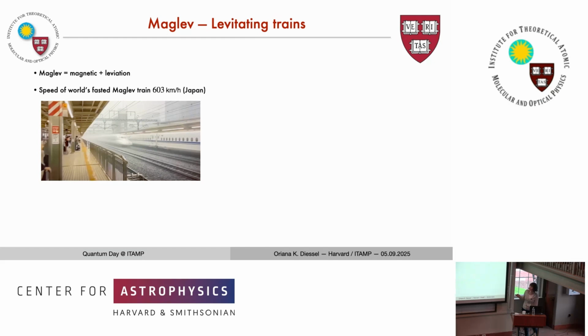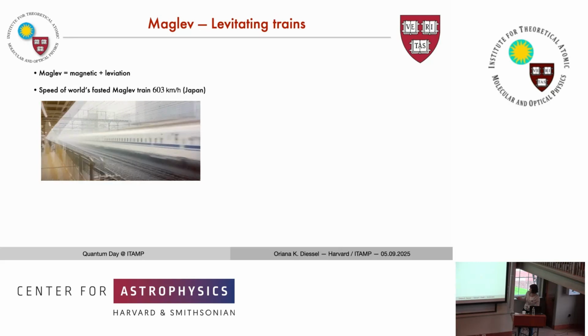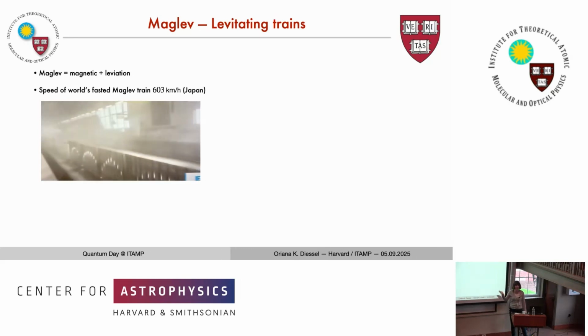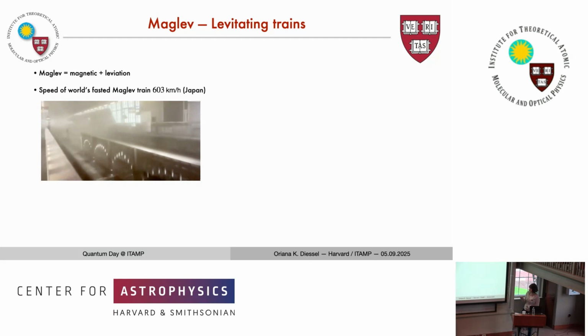And the speed record of the fastest train on Earth is held by a maglev train, which is 603 kilometers per hour, which I looked up before, is around 380 miles per hour. Oh yeah, here you can see some videos. I think this is not the fastest one, but you can already see they are pretty fast.